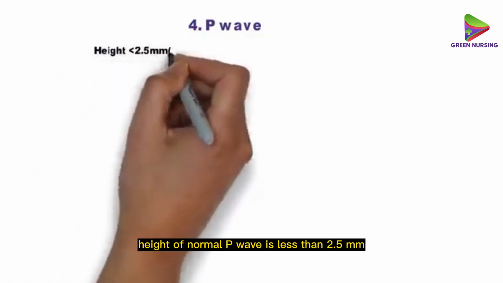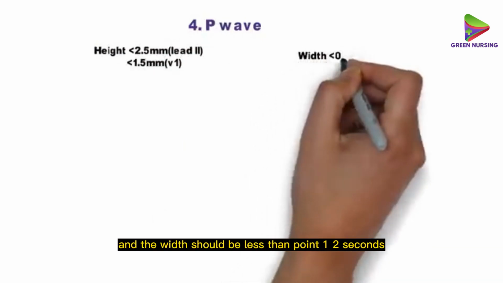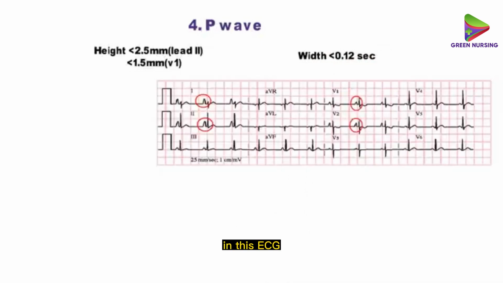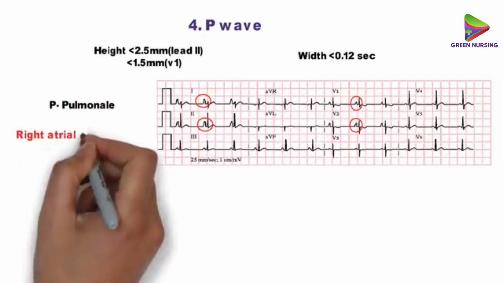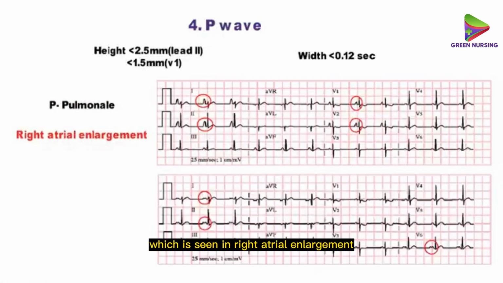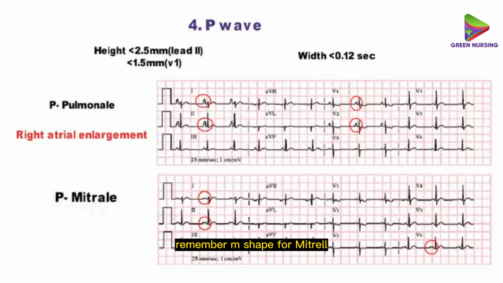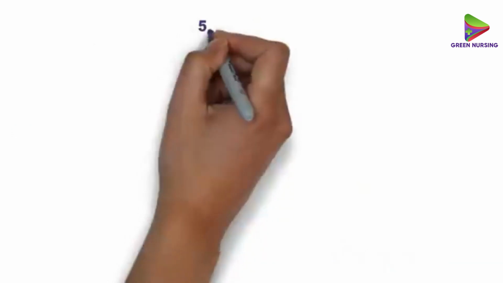Height of a normal P wave is less than 2.5 millimeters in limb leads and less than 1.5 millimeters in precordial leads, and the width should be less than 0.12 seconds. In this ECG, as you can see in lead 1, P waves are tall and peaked. These are called P pulmonale, which is seen in right atrial enlargement. And if P waves are bifid or have a notch in between, it is called P mitrale. Remember M shape for mitrale, which is seen in left atrial enlargement.